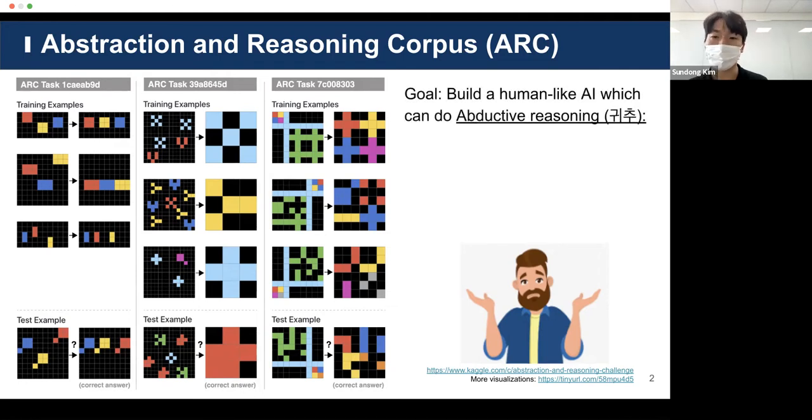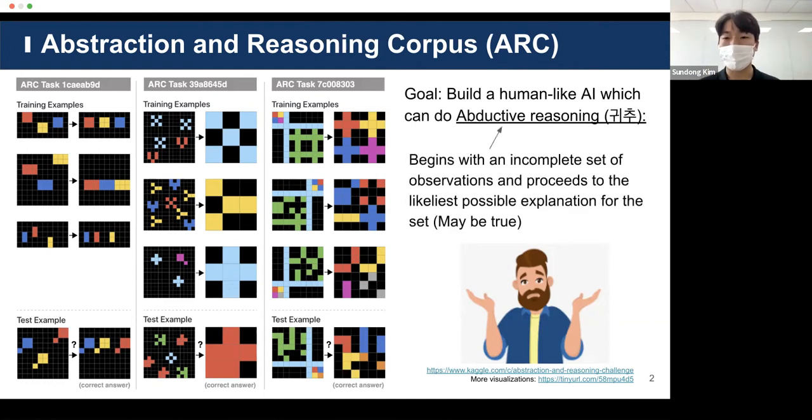So the goal is to build a human-like AI which can do abductive reasoning. Abductive reasoning is a sense of reasoning which begins with an incomplete set of observations. And we have to proceed from that pattern to the likeliest possible explanation for the set, so that we can generate the output grid by understanding those patterns in the training examples.